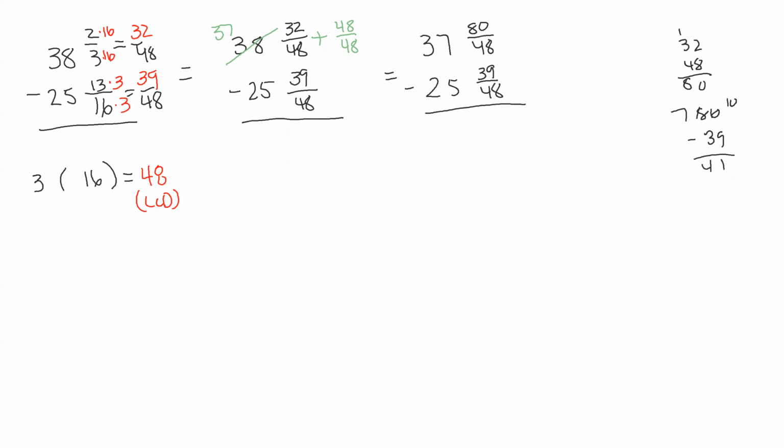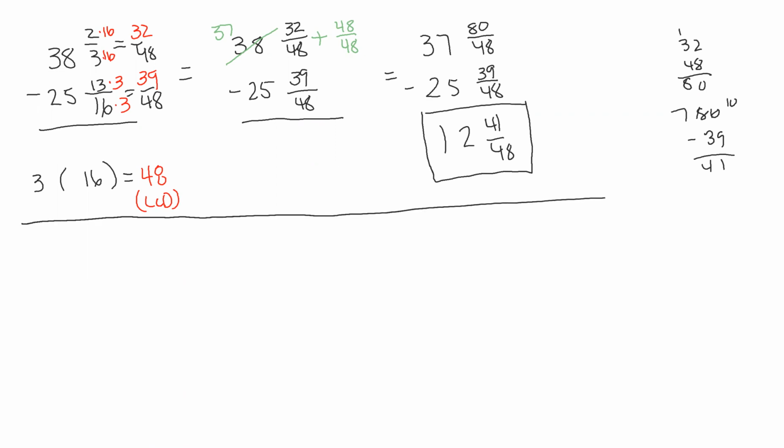Cool. So do your side work. We get 41 over 48. 37 minus 25, I get 12. And there you have it. We get 12 and 41/48ths. And that's it. I say that's it like this is a piece of cake.